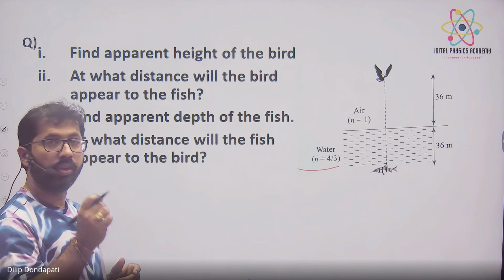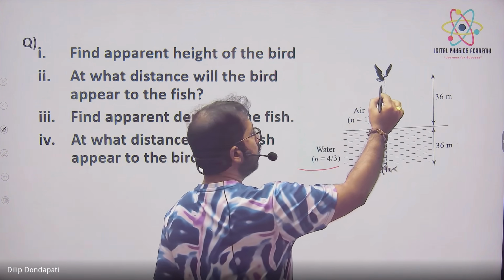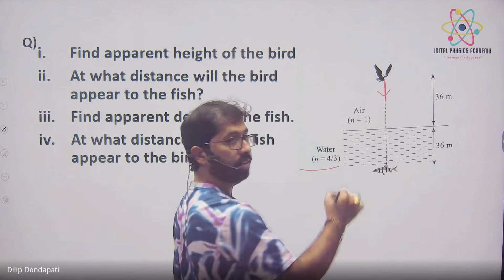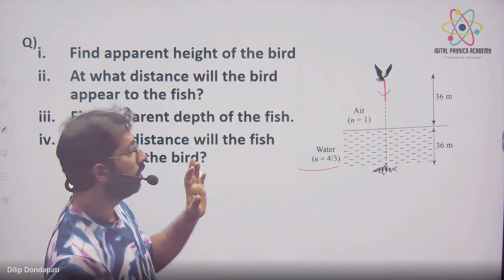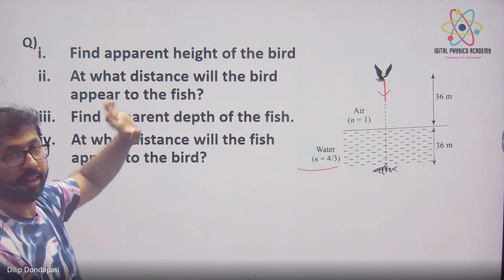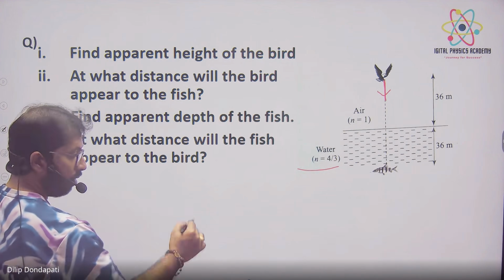The bird. Bird is the object. So the ray will be coming from the top, right? The ray will be coming like this, the incident ray. Identify the object first. Now he's asking d dash. Apparent height means d dash. Find it. So what is the formula?